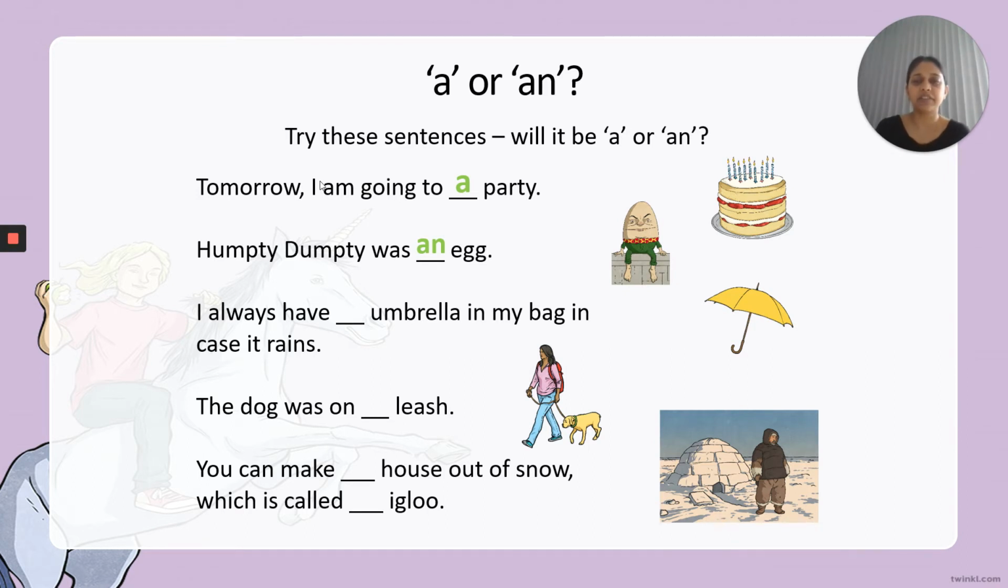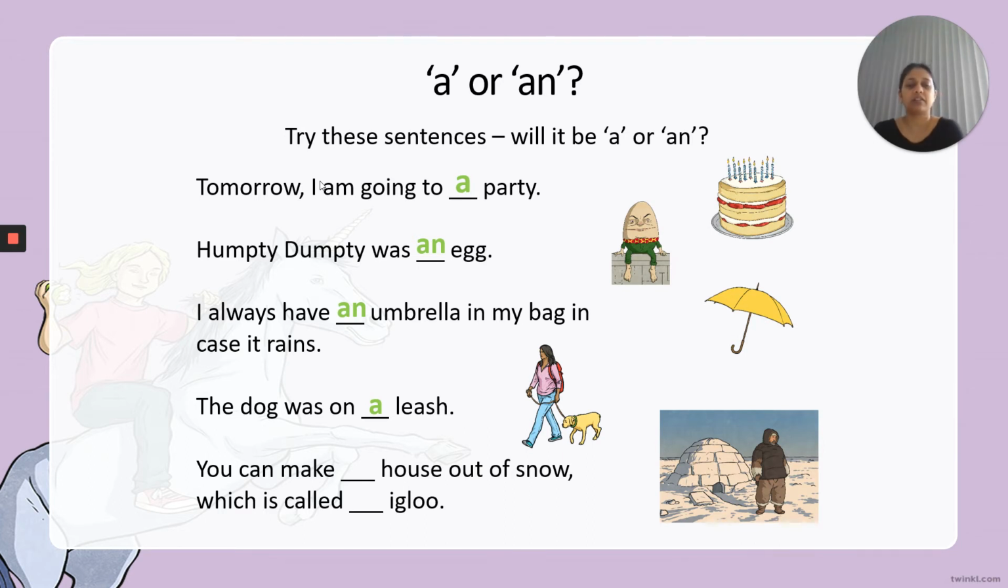I always have an umbrella or a umbrella in my bag in case it rains. I always have an umbrella in my bag in case it rains. The dog was on a leash.